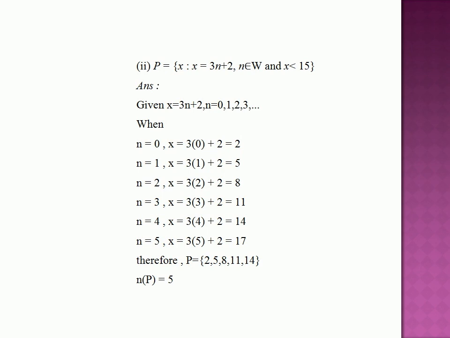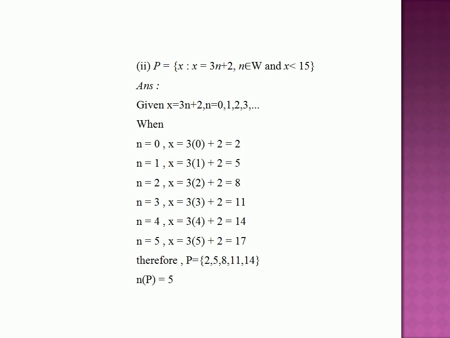Here we have to substitute the values n is equal to 0, 1, 2, 3 in x. X is equal to 3n plus 2. First, n is equal to 0 means x is equal to 3 into 0 plus 2 equal to 2. N is equal to 1, x is equal to 3 into 1 plus 2. So, 3 ones are 3, 3 plus 2, 5. Next, n is equal to 2, x is equal to 3 into 2 plus 2 equal to 3 2s are 6, 6 plus 2, 8.